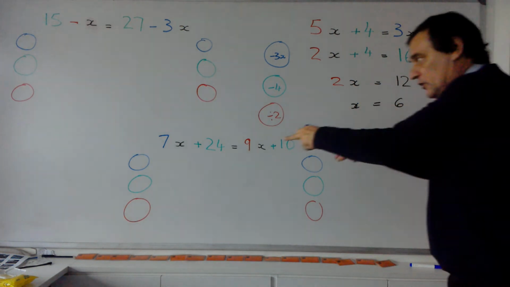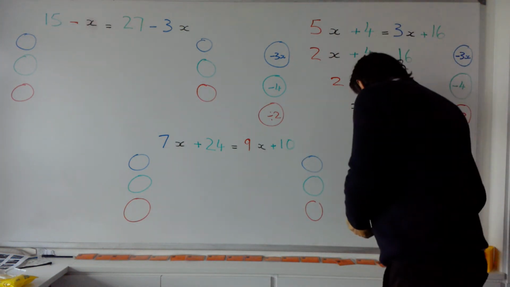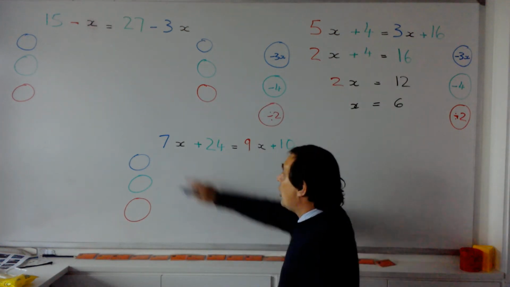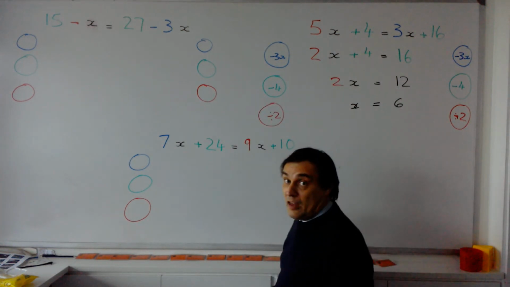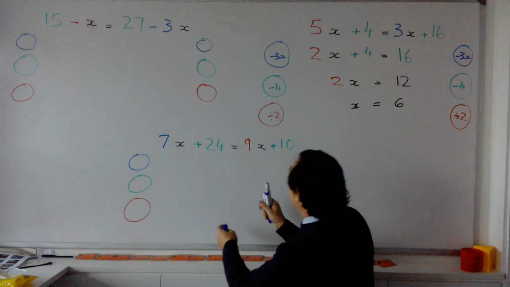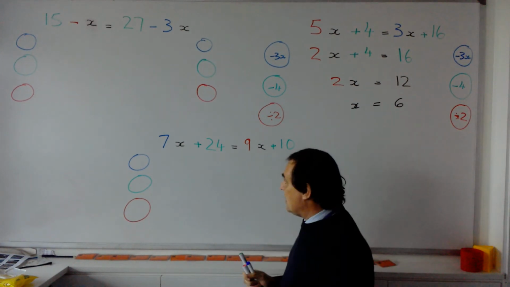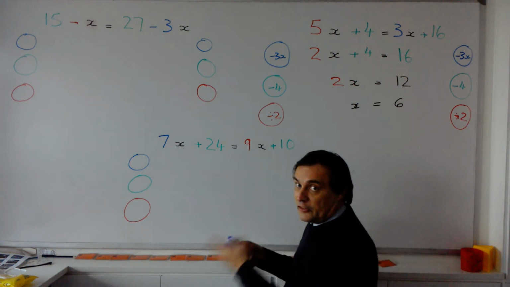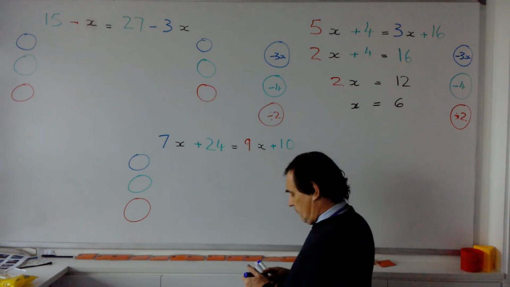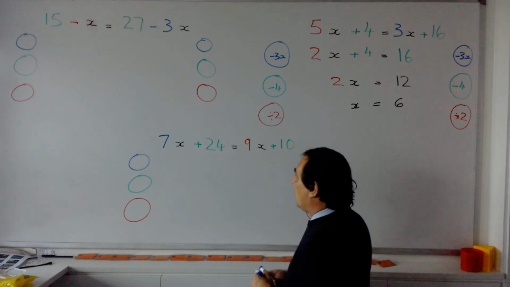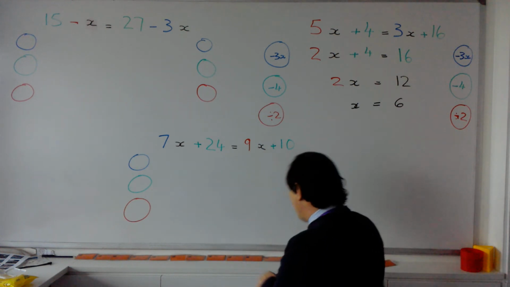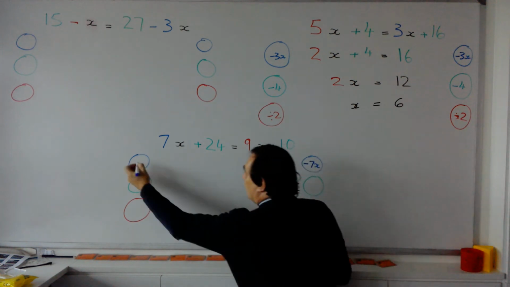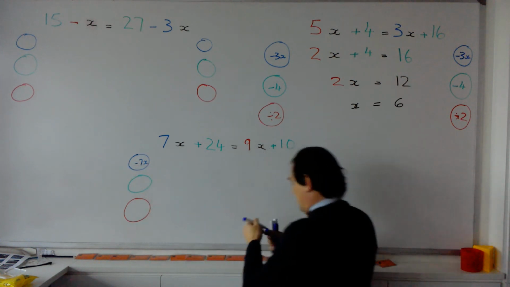Let's have a look at this one down here. In the same way, I've labelled the 7 as blue because the 7 is smaller than the 9. The difference is that the 9 is over this side, but it doesn't really matter. The way we work things out remains the same, it's just that we put things on different sides. So we take away 7x from both sides because it's the smallest value of x.